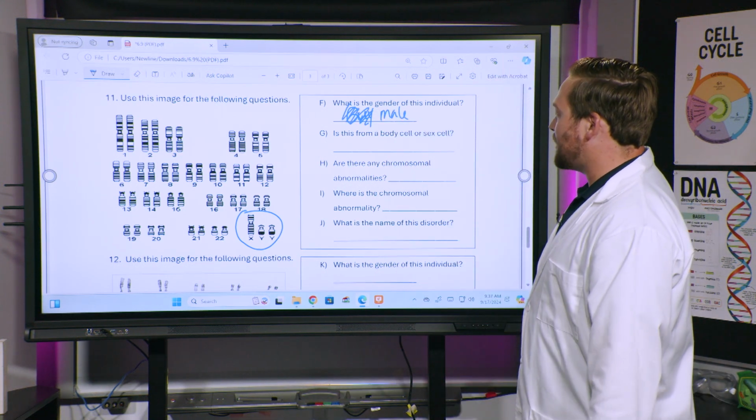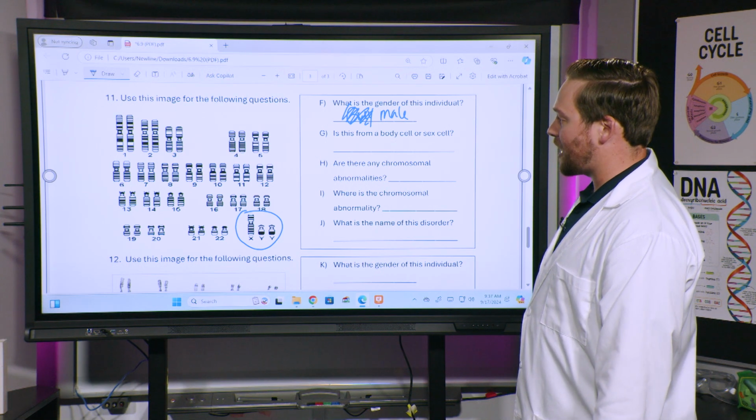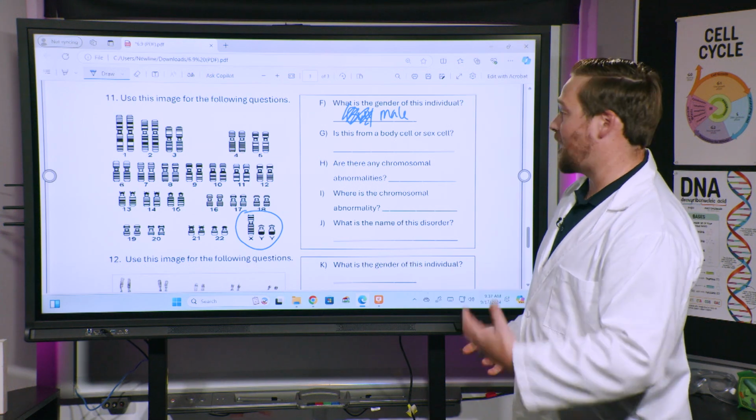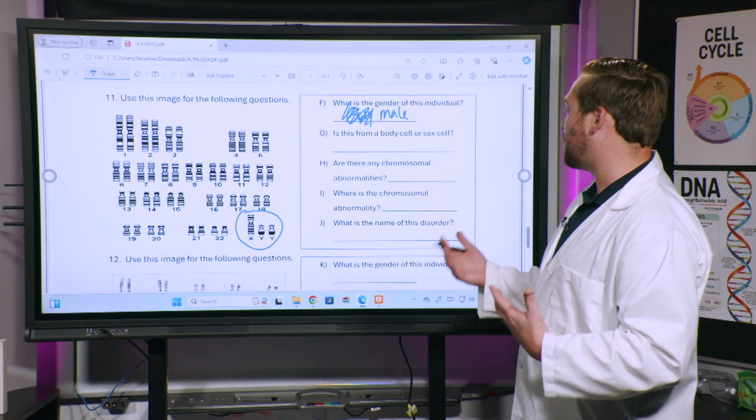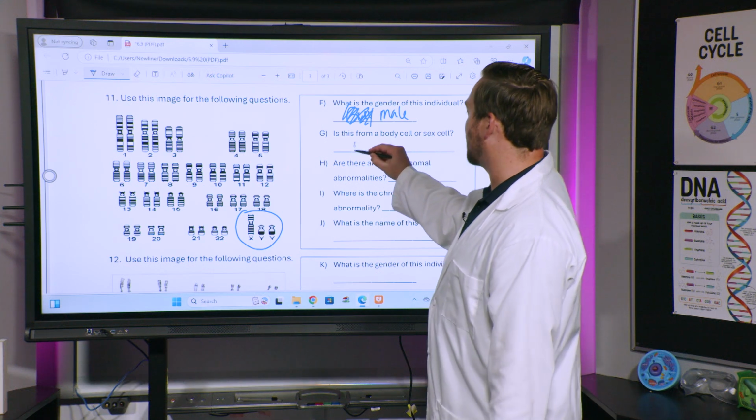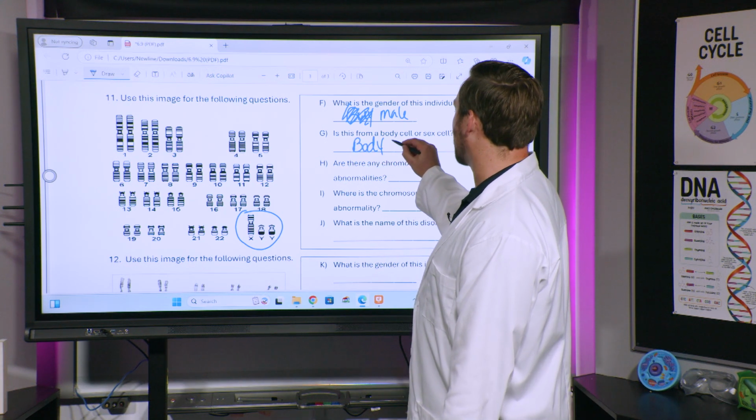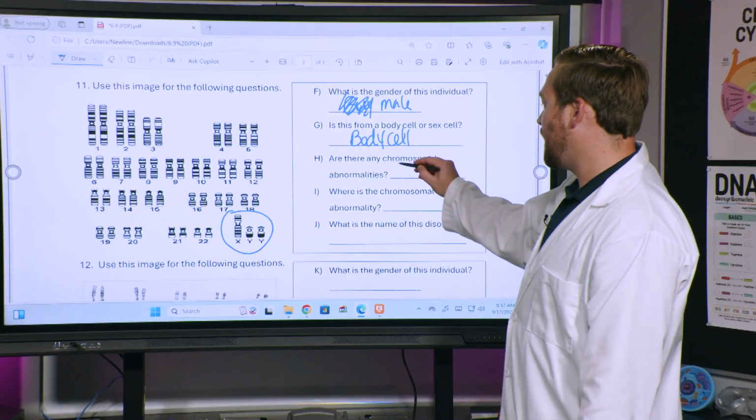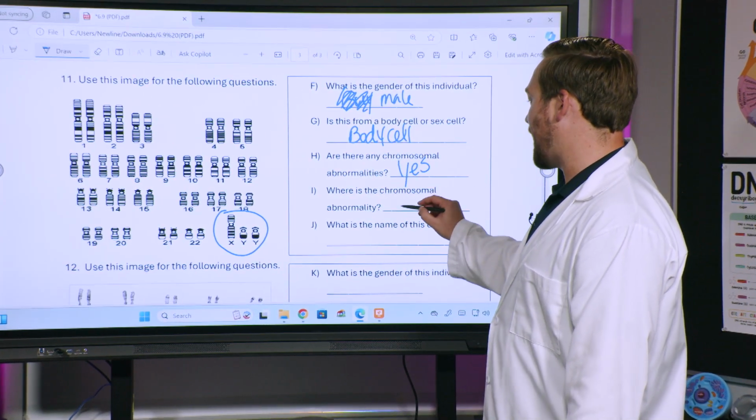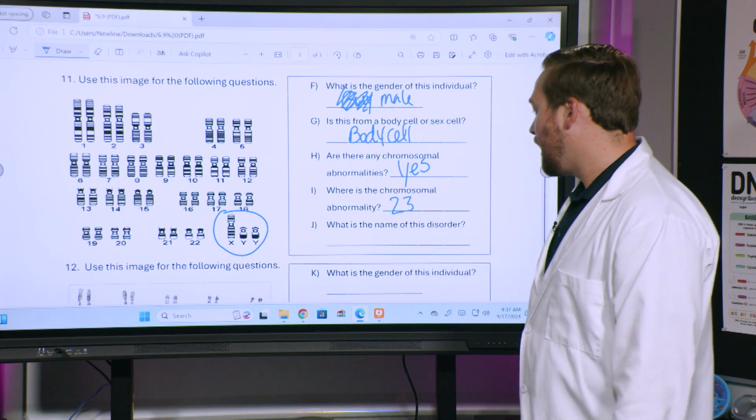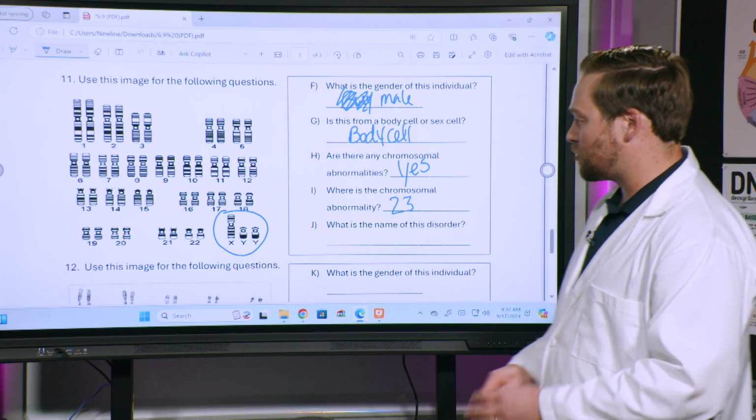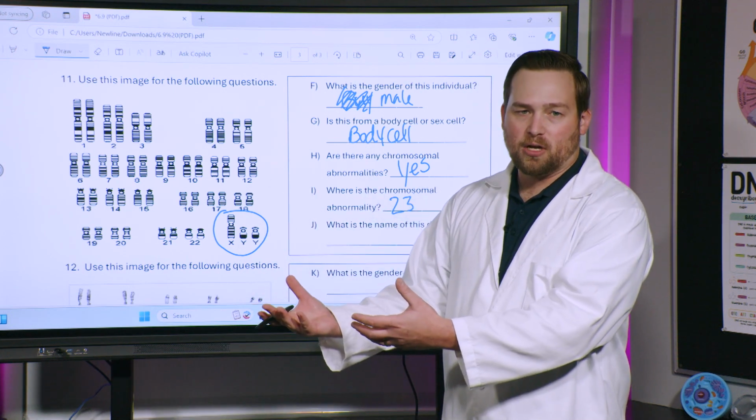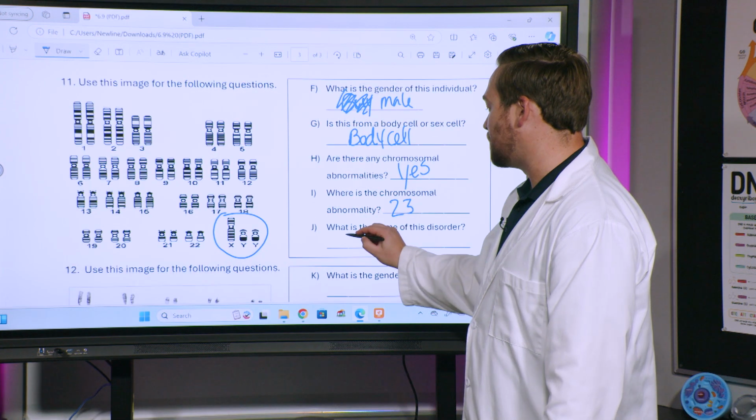Okay. G says, is this from a body cell or sex cell? So again, we want to count them up. If we see 23 chromosomes, that means it's from a sex cell. If we see 46, it's from a body cell. This one actually has 47, and so this is going to be from a body cell. It's diploid. All right, are there any chromosomal abnormalities? Yes. Where? It's at the sex cells, or number 23. And then it says, what is the name of this disorder? So XYY, this is when there's the extra male chromosome, and so this is known as Jacob's syndrome.